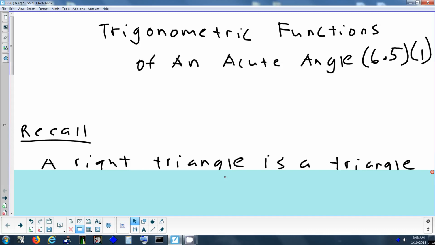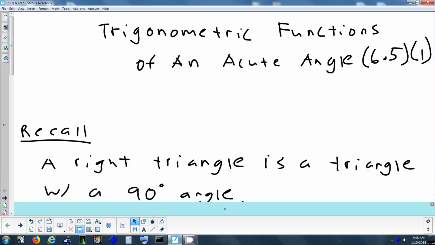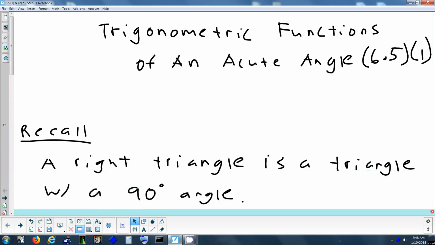Jane? It has a 90-degree angle. Right, it has a 90-degree angle in it. So every triangle that we deal with in this section has a 90-degree angle.